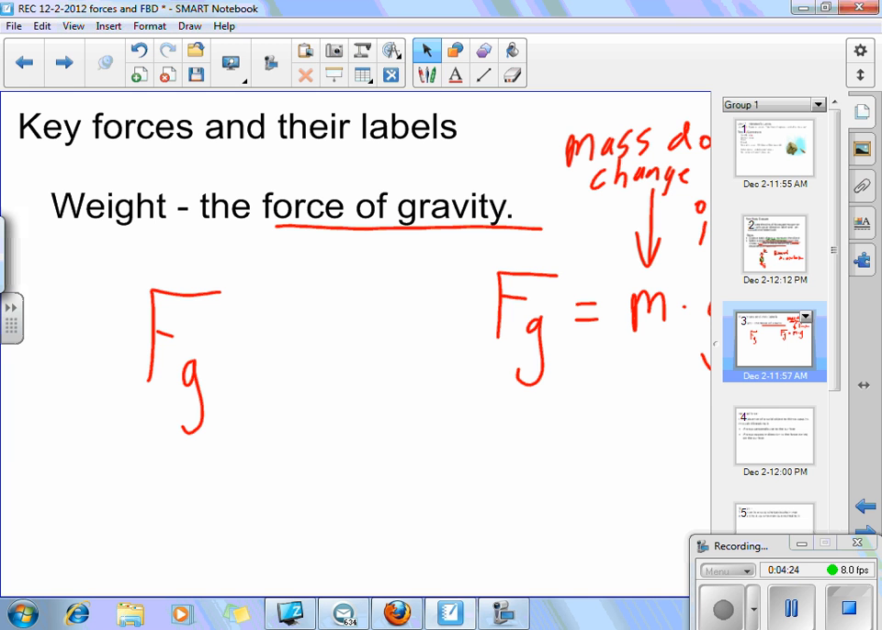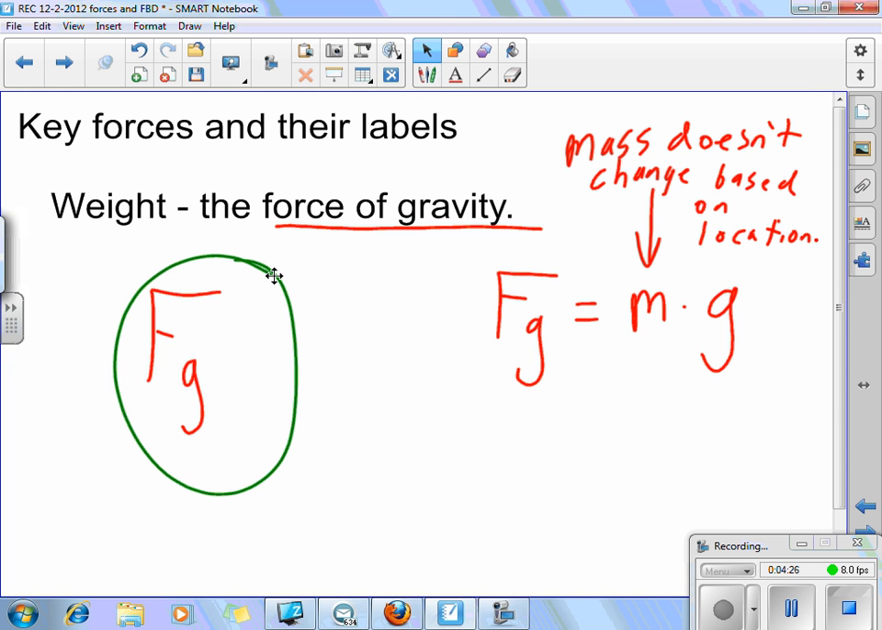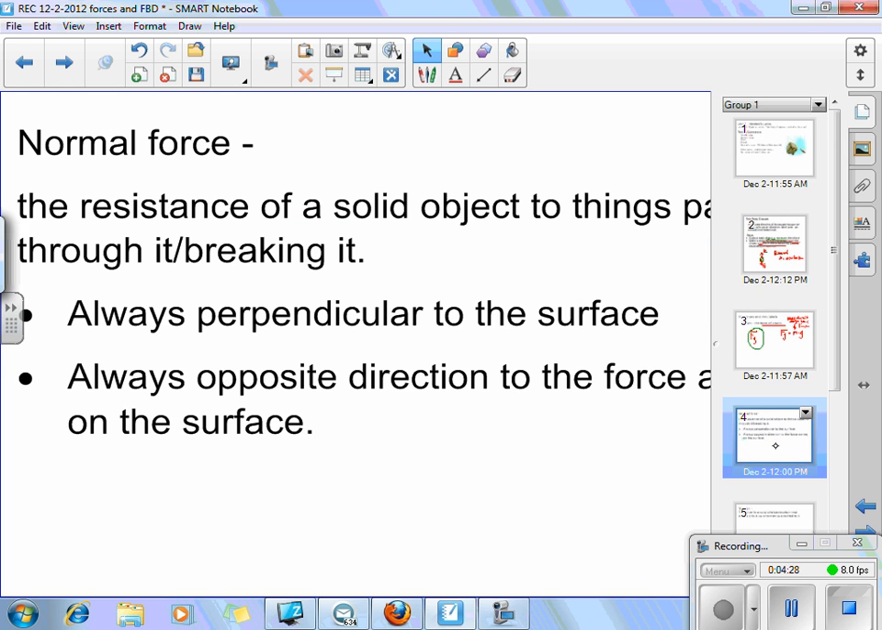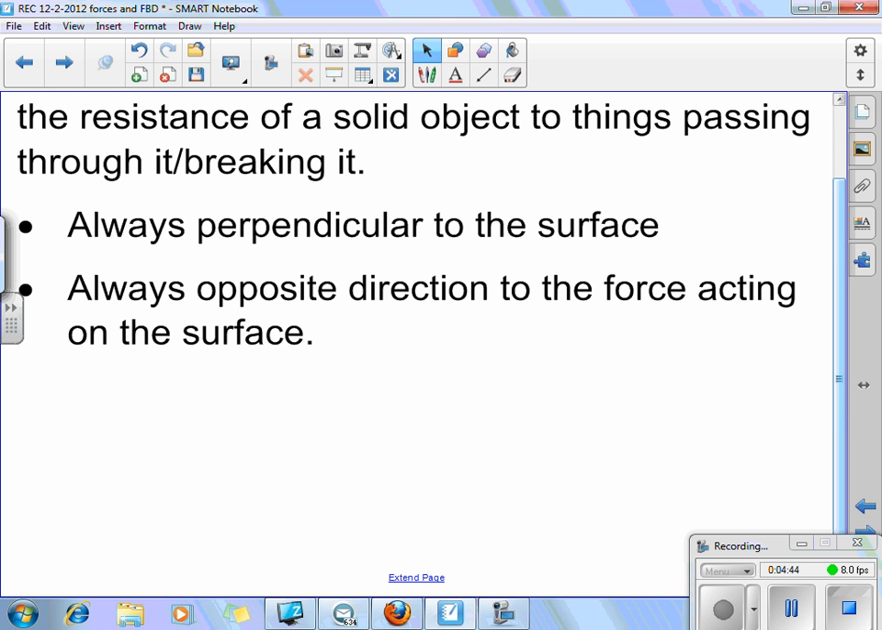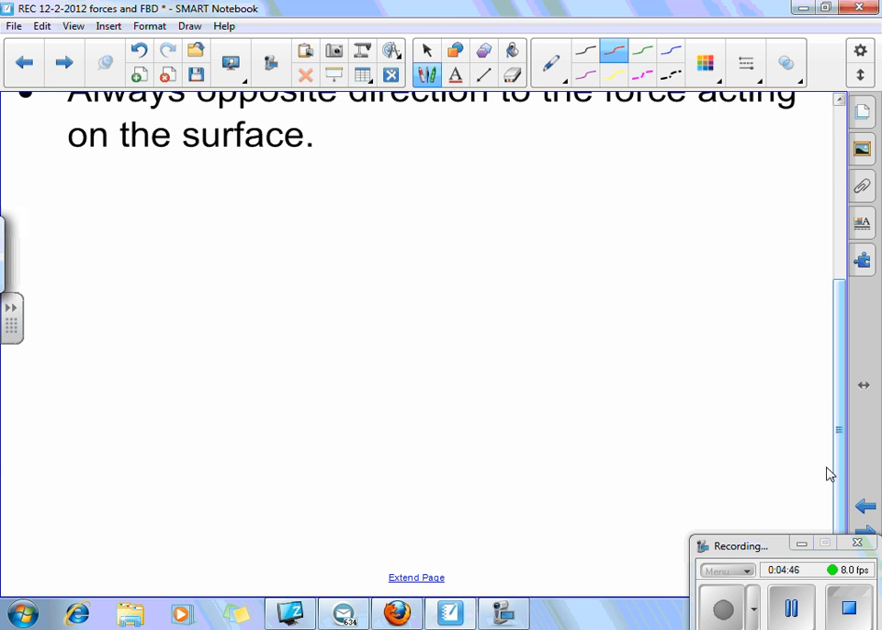So the label for this, by the way, we labeled it Fg on a diagram. Next one, normal force is the resistance of a solid object to things passing through it or trying to break it. And it is always perpendicular to the surface, and it is always opposite direction to the force acting on the surface. In other words, let's say we have a person who's leaning against a wall.